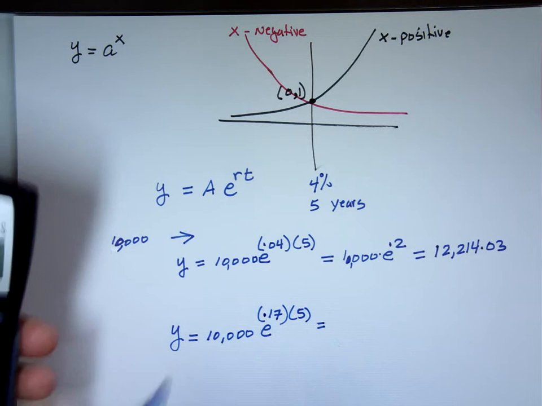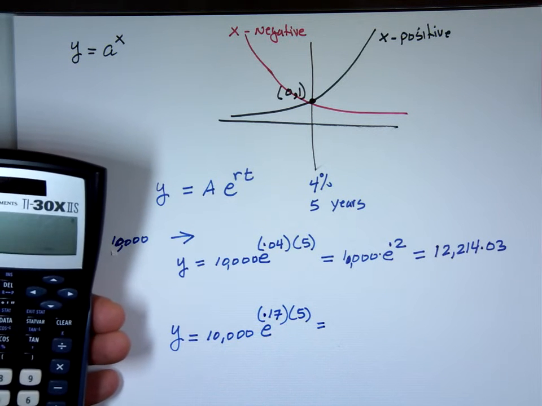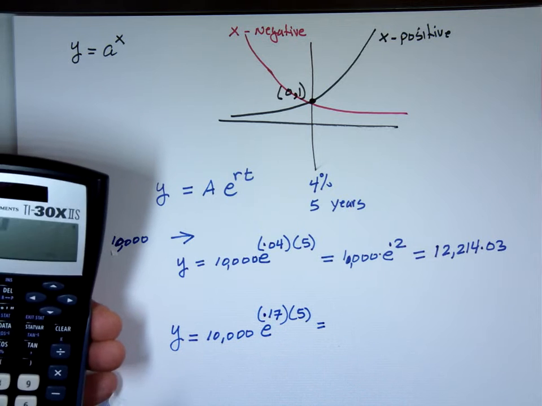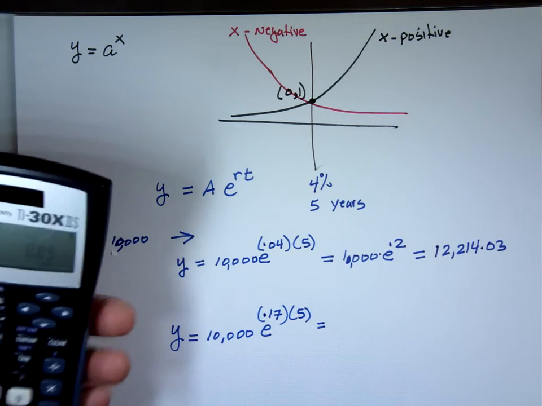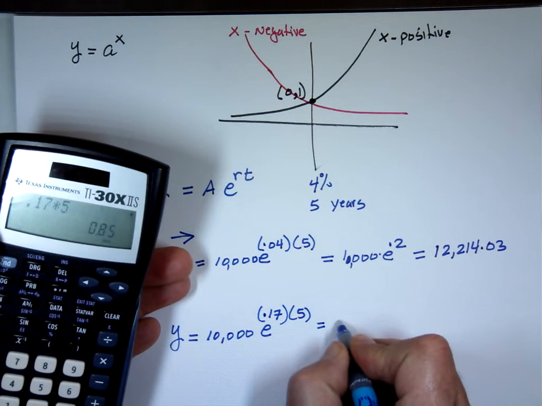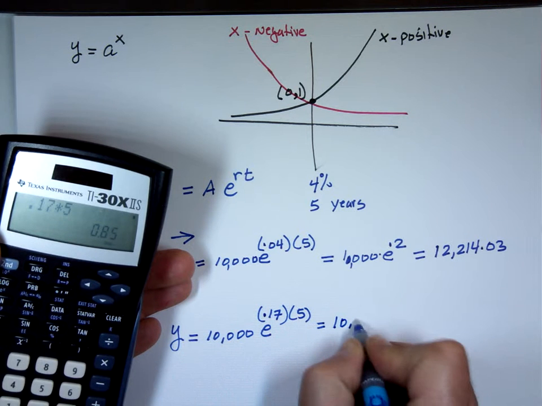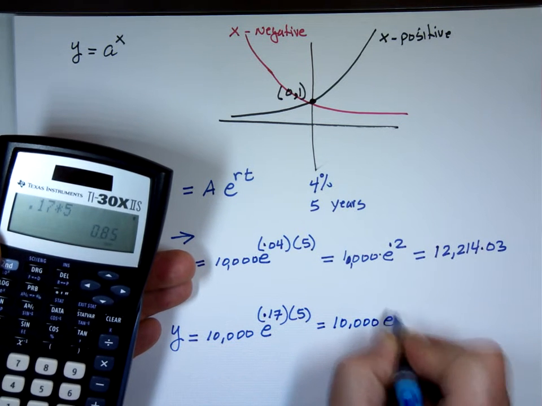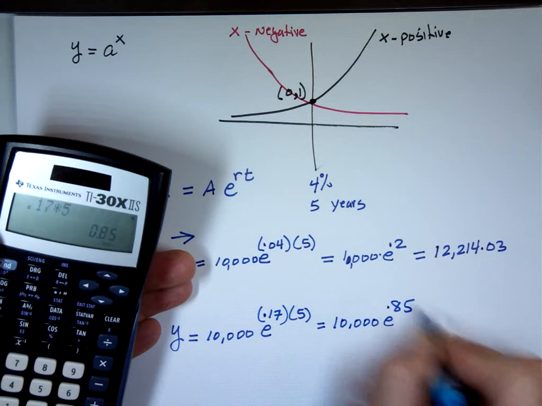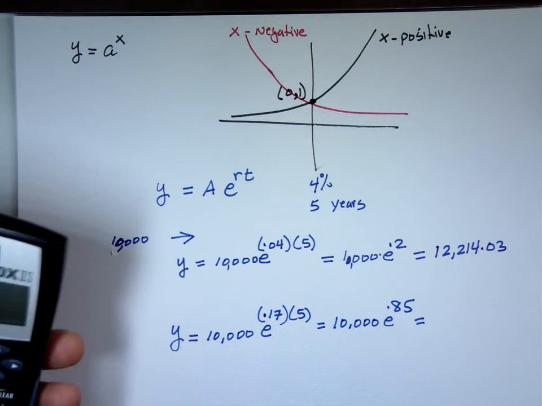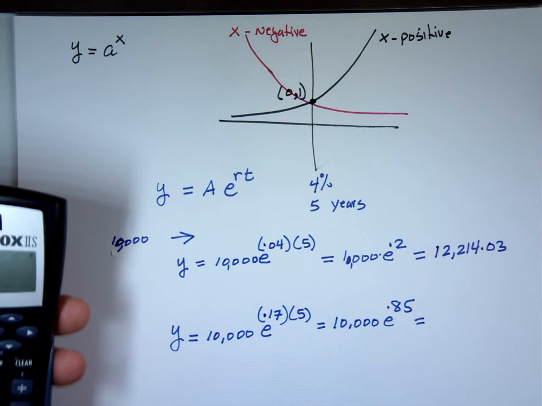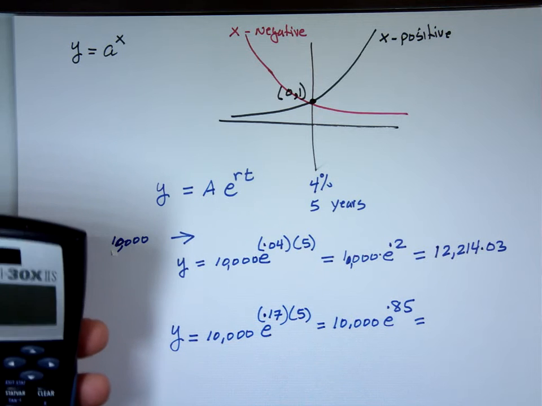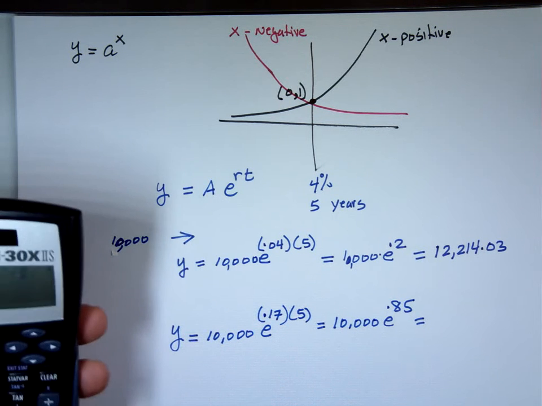You might be able to get 12% in some of these banks. 12%? Or you might, yep, for a credit card. Still low. I'm sure they charge you more than that. So guess how much money they're going to take from me? 10,000 times e to the power of 0.85.